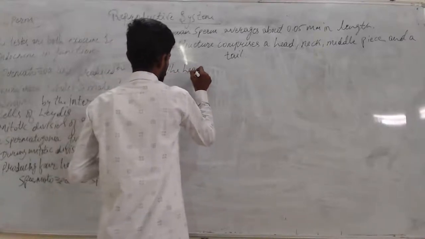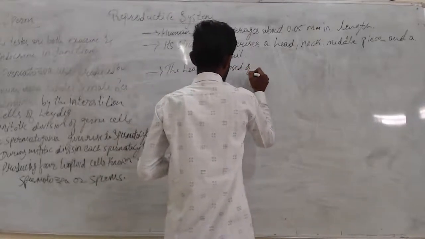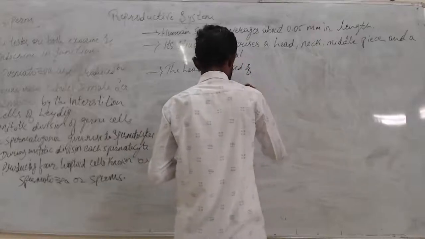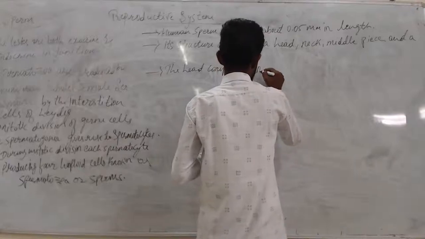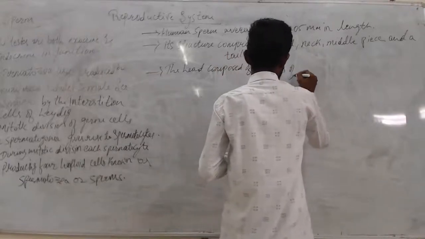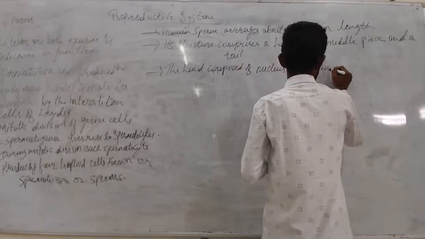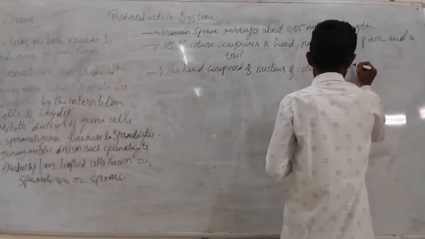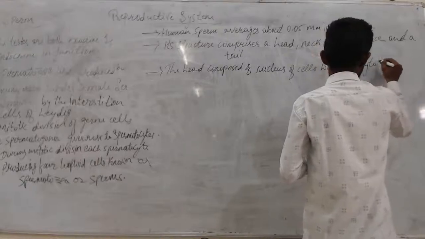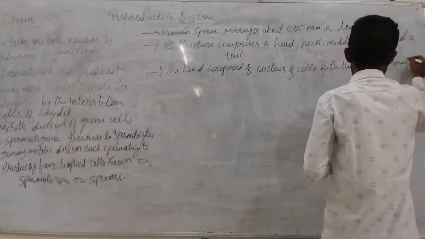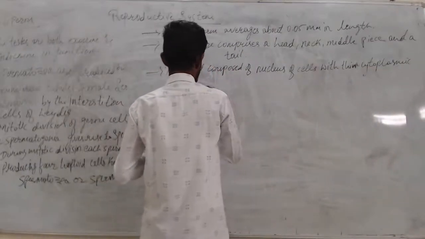The head is composed of the nucleus of the cell with a thin cytoplasmic sheath and a cell membrane.